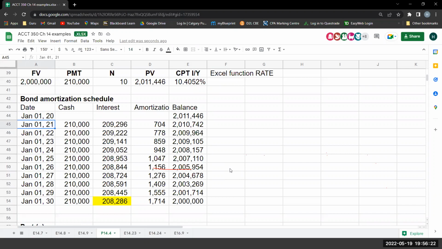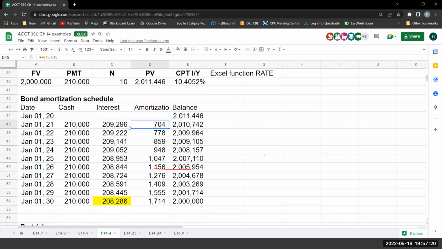We've got to accrue interest expense on them. How much is the interest expense? We know it's $209,296. We know that we will be paying cash of $210,000 the very next day, not paying it on December 31st, 2020. So as of December 31st, 2020, what the company needs to do is record interest expense $209,296. It needs to pay $210,000. It's going to credit interest payable $210,000. The expense is $209,000. The payable is $210,000. The difference, $704, you're going to debit the bonds payable liability.